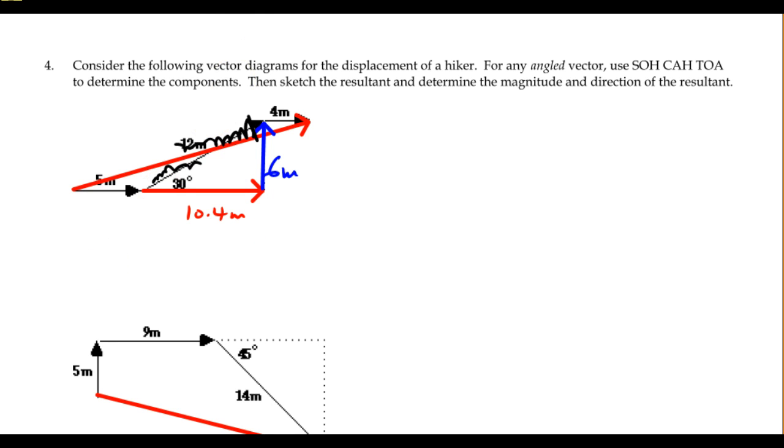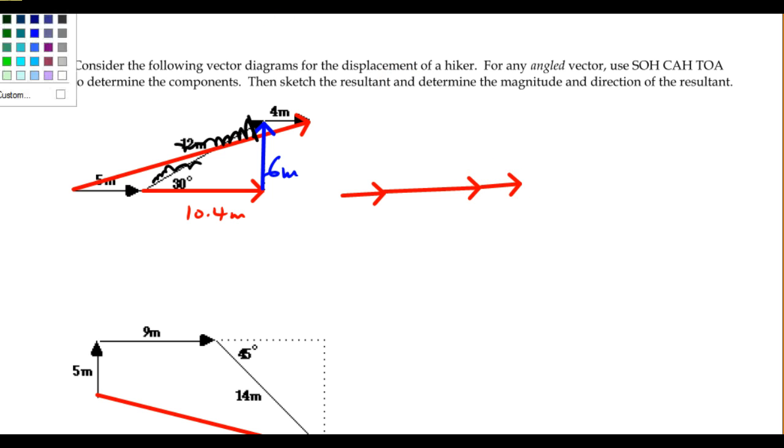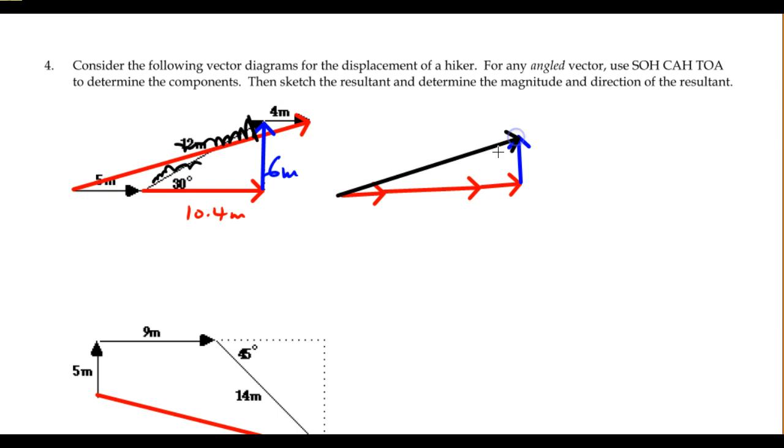Okay, so now if I redraw the perpendicular components, I have a 5 meter long component, a 10.4 meter long component, and a 4 meter long component. The only vertical that I have is 6 meters. So my resultant, which this time I'll put in black just to differentiate the color, is going to be made up of 5, 10.4, and 4. They're all in meters. So that's 19.4 meters. This one is 6 meters.